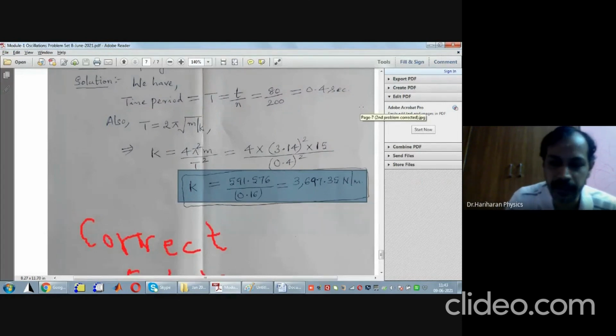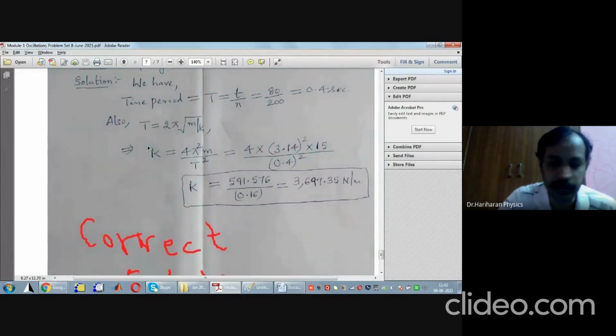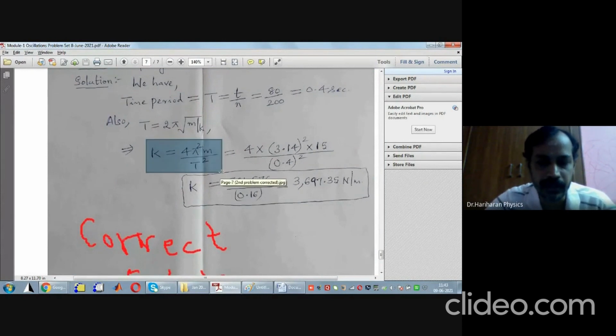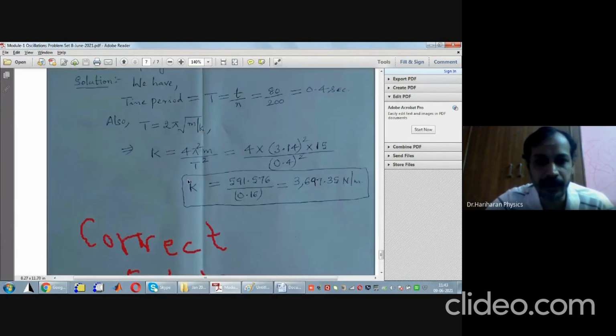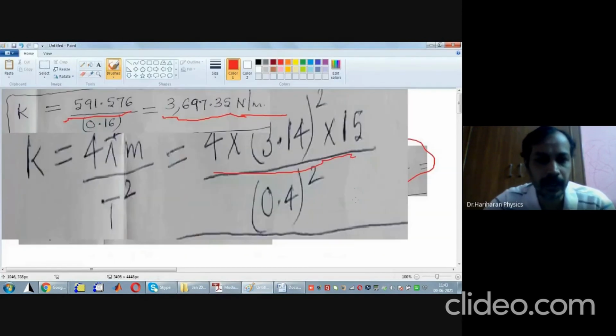Look here, I spent roughly 12 minutes. Don't plug in the values here itself. Just express the quantity in question in terms of known quantities, and plugging in the values should be your last step. Once that is done, it becomes easy for you to arrive at the right solution or the right value. Okay, clear to you all?